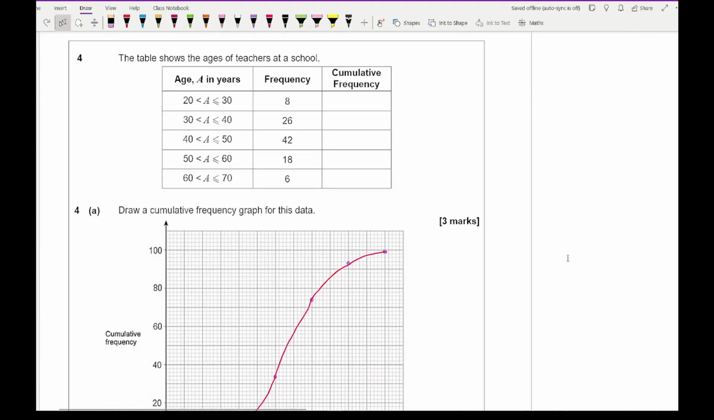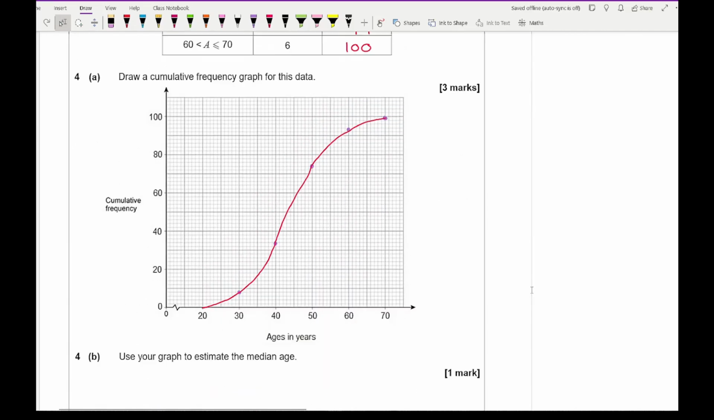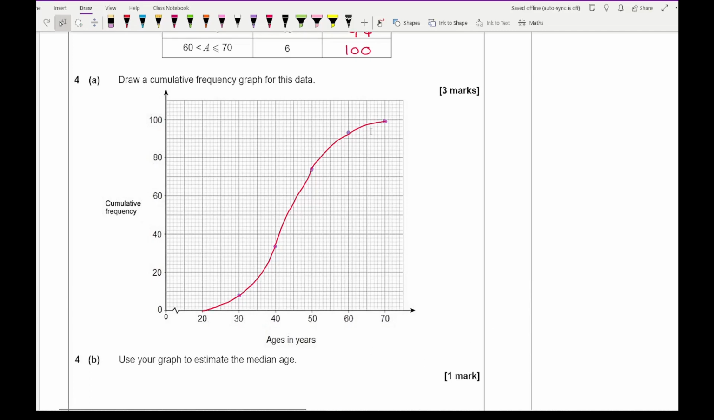Moving on to question 4, it says the table shows the ages of teachers at a school, and again we just need to complete the cumulative frequency diagram. The numbers you should have in your cumulative frequency column should be 8, 34, 76, 94 and 100. Then we just need to join those points up, and I had quite a poor attempt at drawing a curve, but make sure that your curve does go through each of your plotted points. Again, if you can't be accurate, just try and be as close as possible.